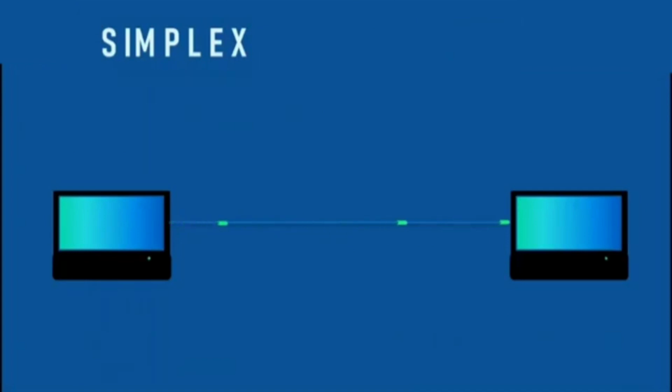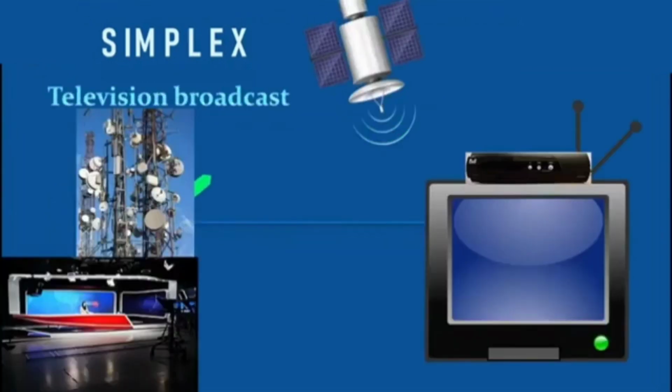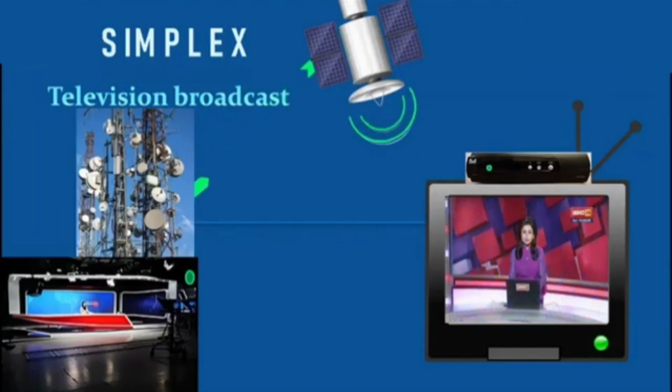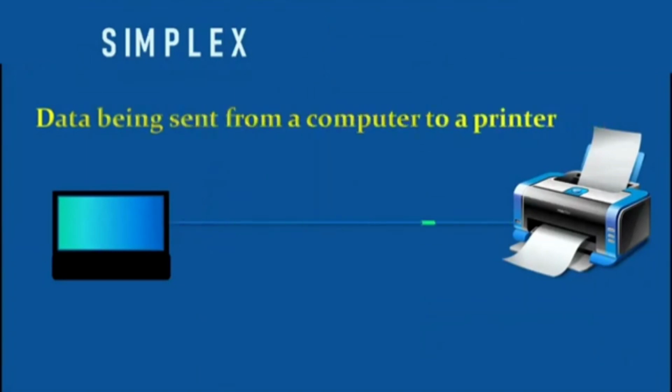Now Arafat will explain simplex transmission. In simplex transmission, data is sent in one direction only. For example, a one-way street where traffic can drive in one direction only. An example is a television broadcast where data is transmitted to receiving televisions, so only one-way transmission takes place. Another example of simplex transmission is data being sent from a computer to a printer. Here, data is sent only in one direction.